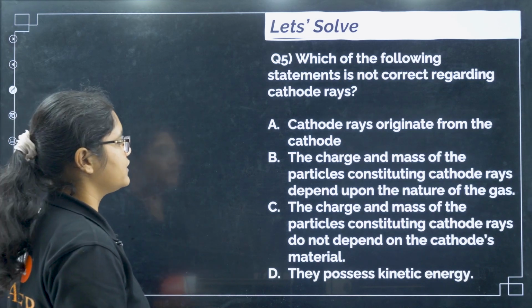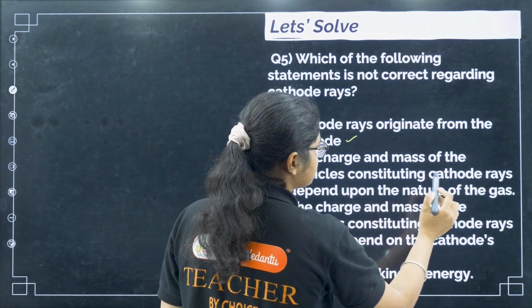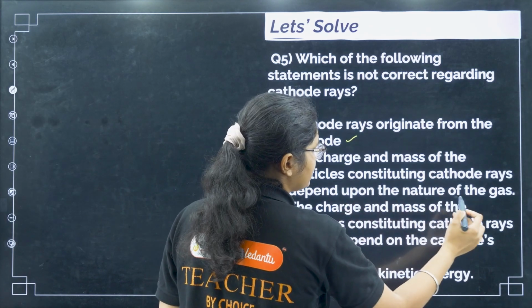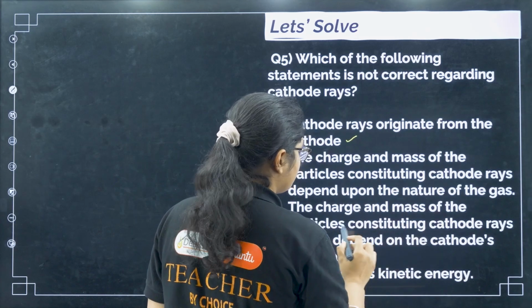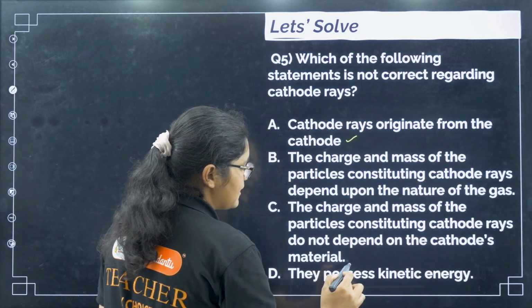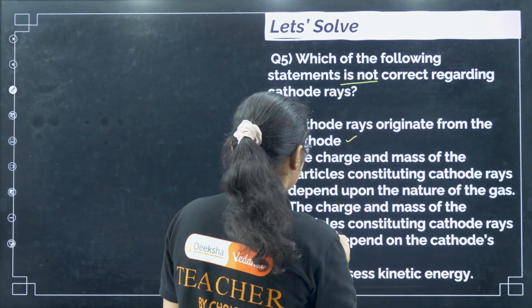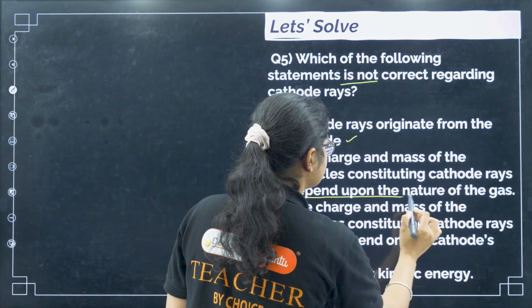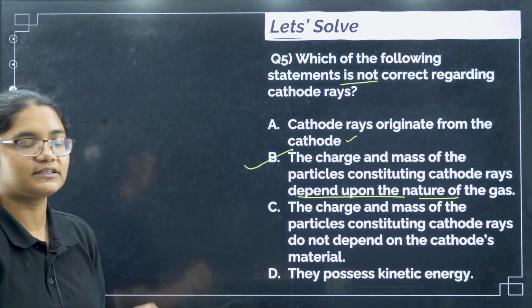Next, which of the following statements is correct regarding the cathode rays? Okay, so cathode rays originate from the cathode. The charge and the mass of the particles constituting the cathode rays depend on the nature of the gas. Next, the charge and mass of the particles constituting the cathode rays do not depend on the cathode material. They possess kinetic energy. Not correct. It is given here that it depends upon the nature of the gas. No, cathode rays do not depend on the nature of the gas.